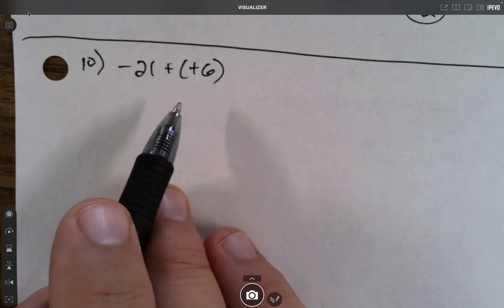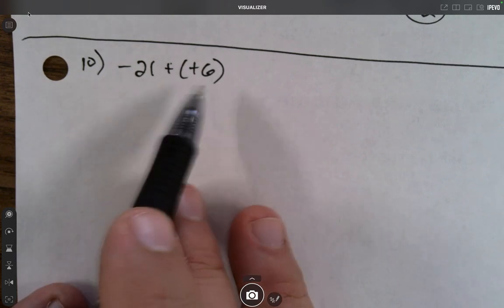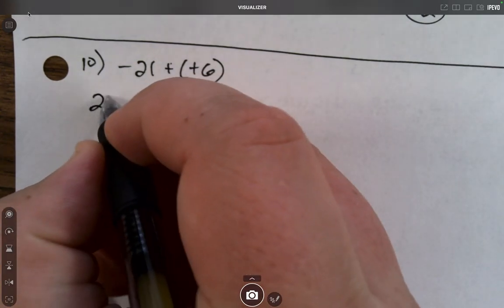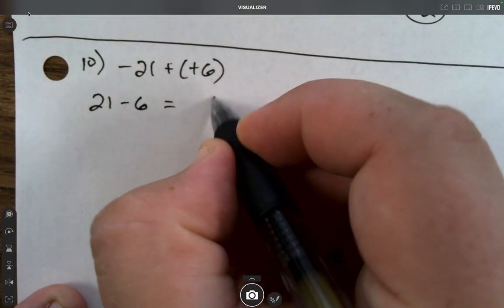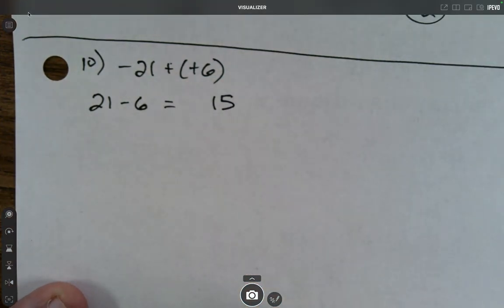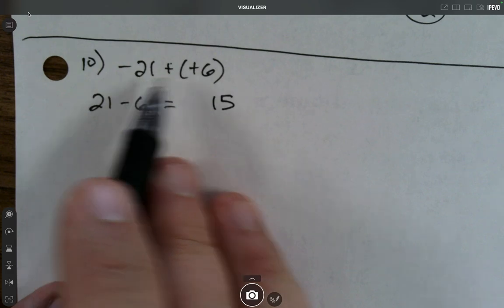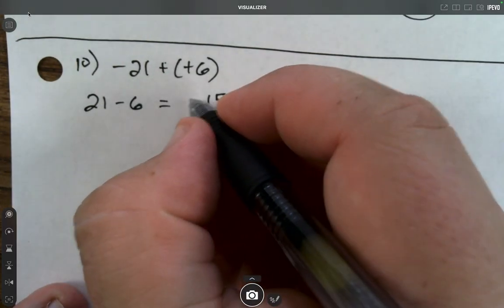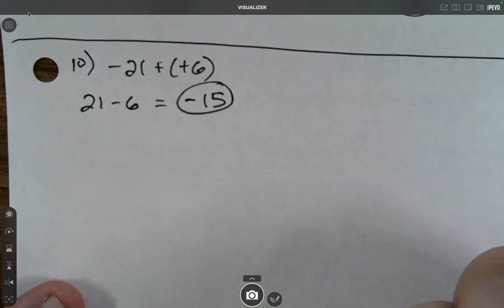So we think about the addition rules. They say if we're adding numbers of different signs, we subtract the two of them, and we keep the sign of the bigger number, which 21 is bigger than 6, so we keep the sign of the 21, which is negative, to make our answer -15.